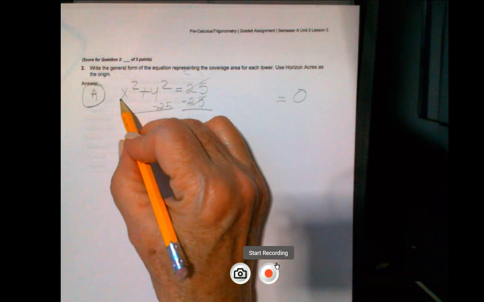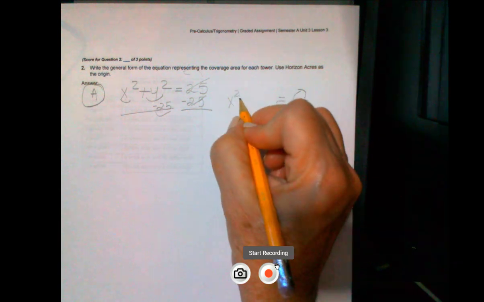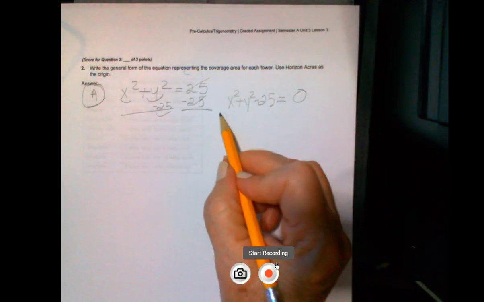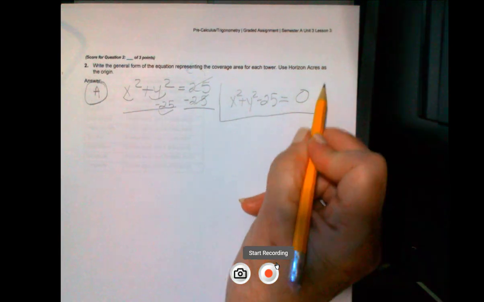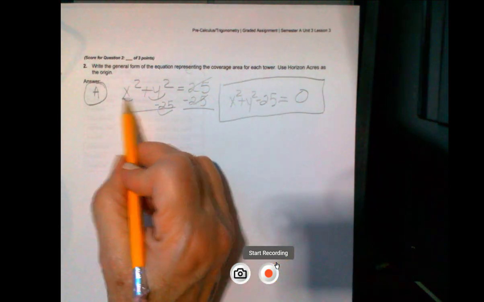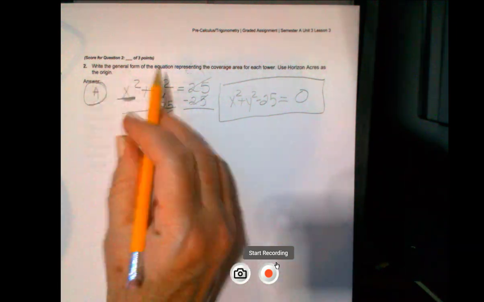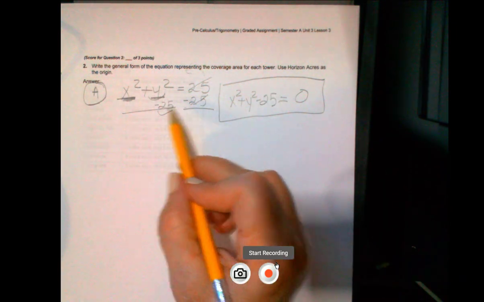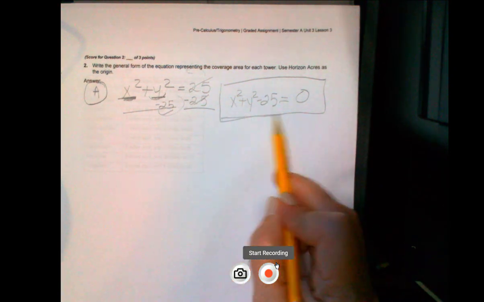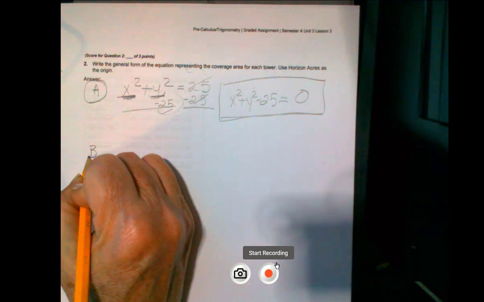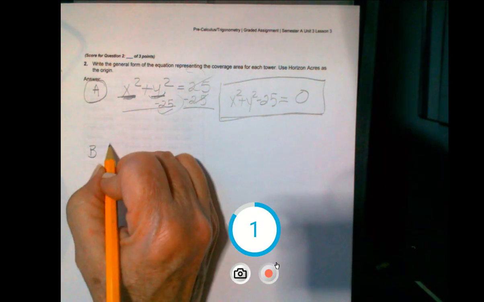On the left, we have x squared plus y squared minus 25. We need to put these in order. We put it in alphabetical order with the highest power, and then we move down, and then our constant goes on the end. So this is the general form. All right, for cell tower B, we have this equation.